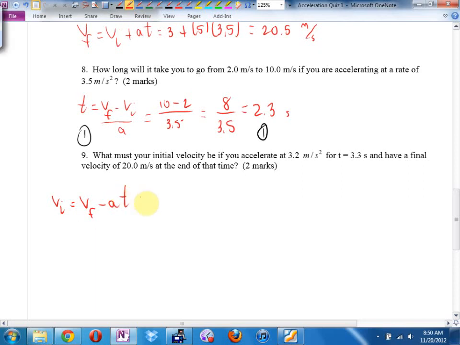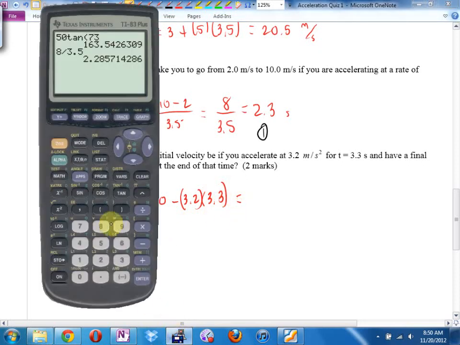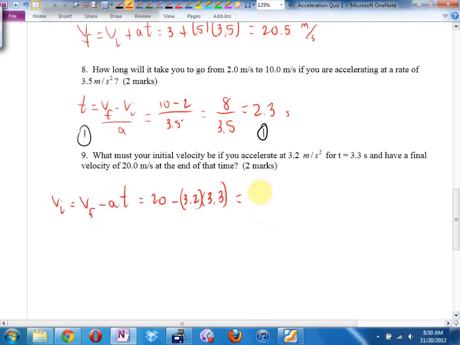Okay, let's see. Final velocity is 20 minus a, 3.2 times time 3.3. I'm going to get 20 minus 3.2 times 3.3. And you get 9.44? Yeah. 9.4 meters per second. Once again, I would normally give you 1 mark for that and then 1 mark for the answer, since it says it's worth 2 marks.